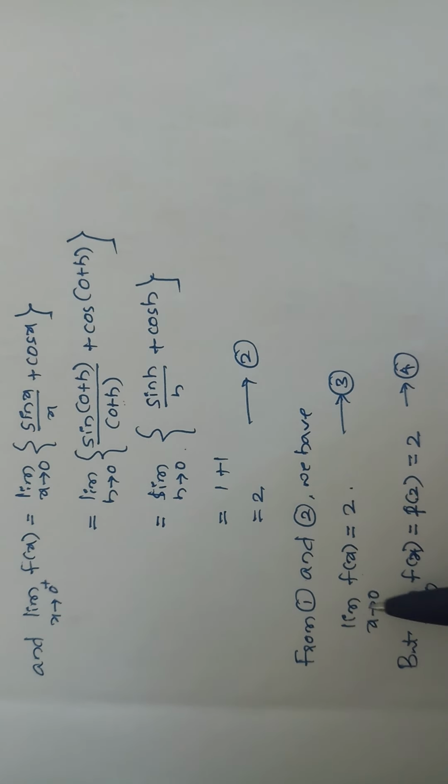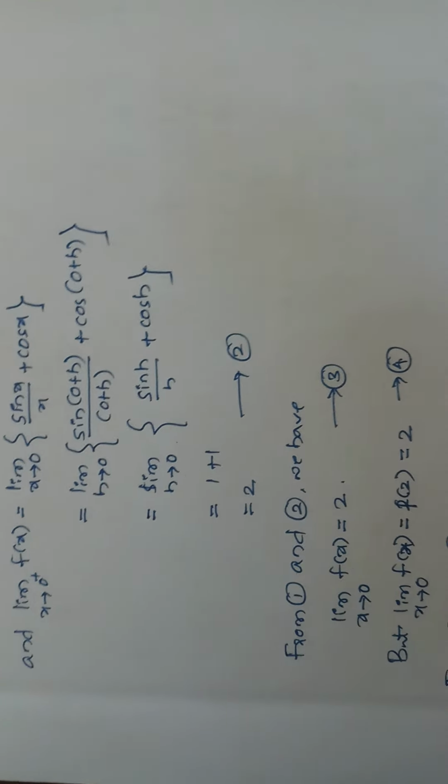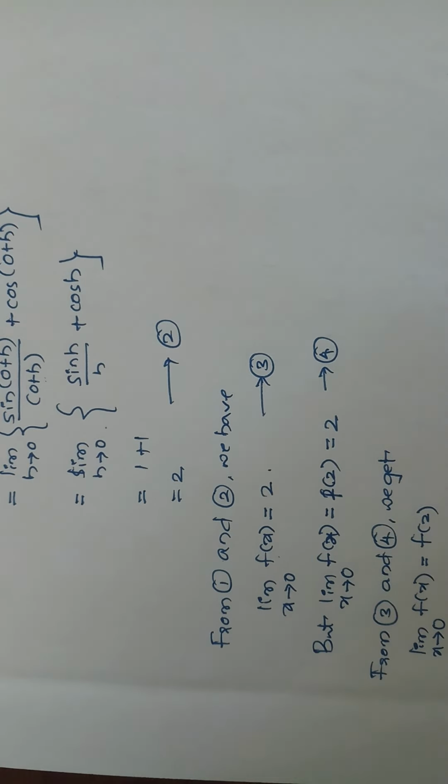Therefore here I write limit x tends to 0, f of x is equal to what? 2. So now let me check the value of the function. Limit x tends to 0, f of x is equal to f of 0, and your f of 0 is what? 2. When your x is equal to 0, f of 0 is what? 2.